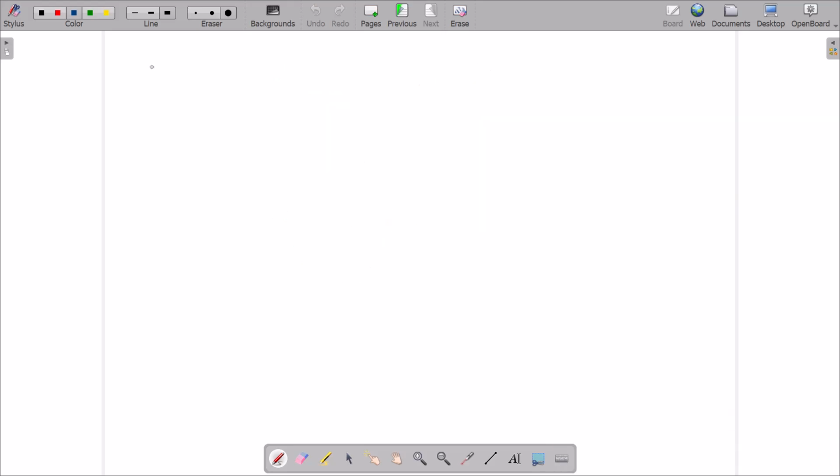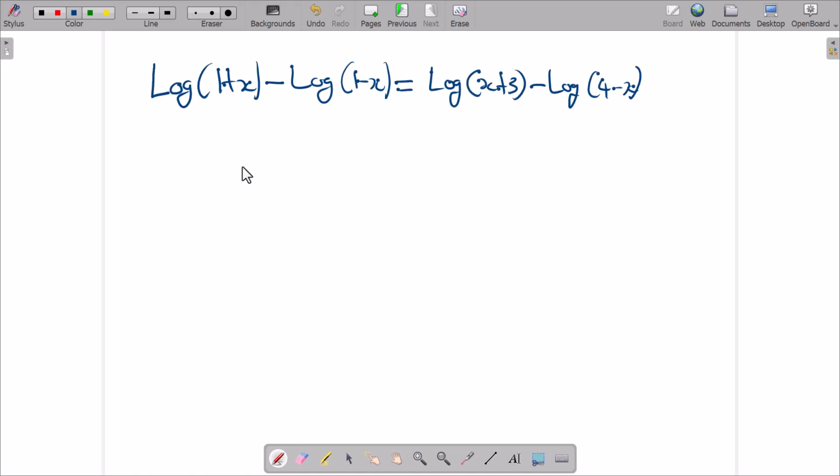Let us take a look into another question. Okay, let us take a look into this question. As you can see here, all are logarithms without a base. So here is how we can solve. As long as we are subtracting, we can divide.